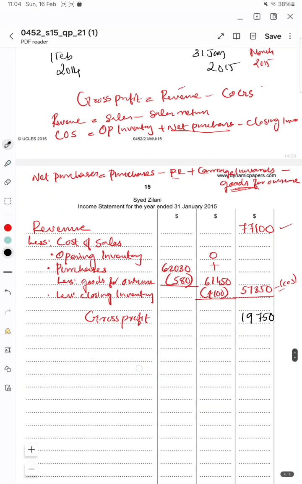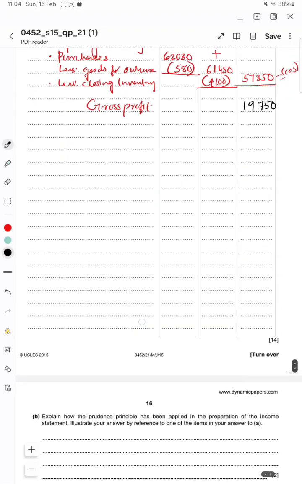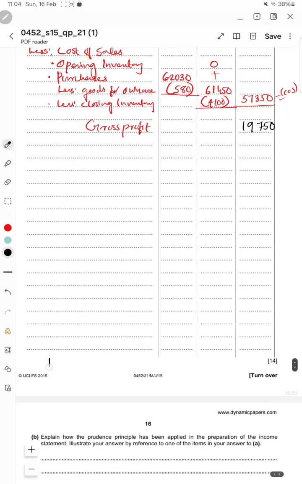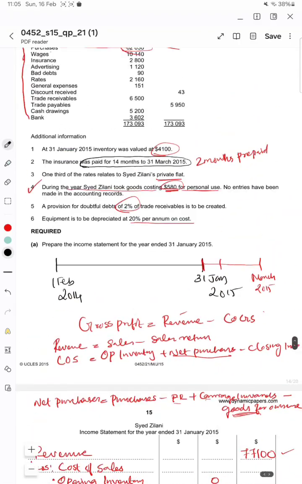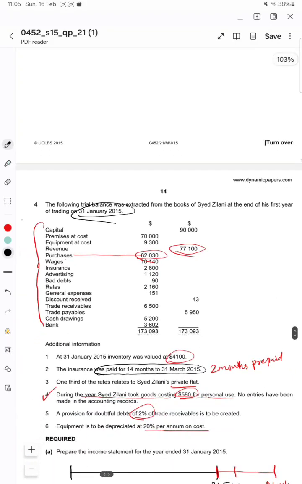Now the next part is the profit or loss account, right? Here we need to calculate net profit. Net profit is gross profit plus other income, then less other expenses. This is the formula for finding net profit. We already got gross profit as 19,750. So check what other income is available as per your question.